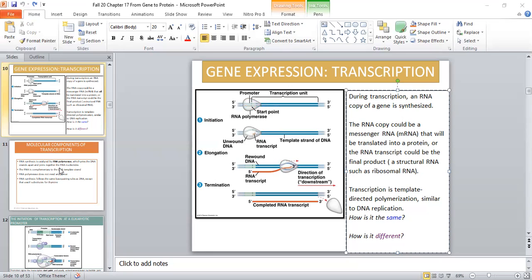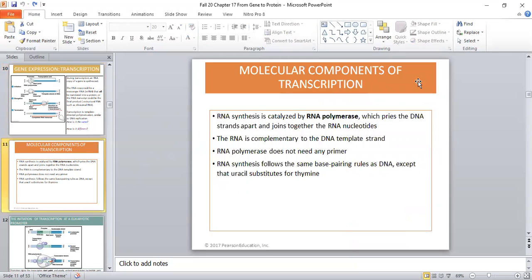So now the next slide is molecular components of transcription. This is RNA polymerase, which pries the DNA strands apart and joins together RNA nucleotides. RNA is complementary to the DNA template strand. So messenger RNA is complementary to the template strand. Please remember, the messenger RNA form is complementary to the template strand.